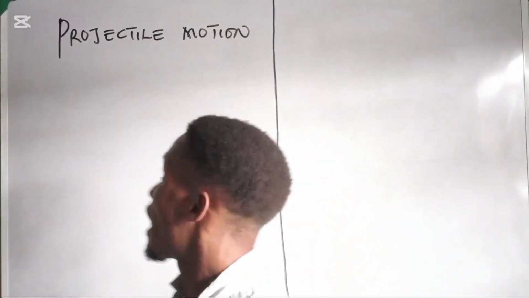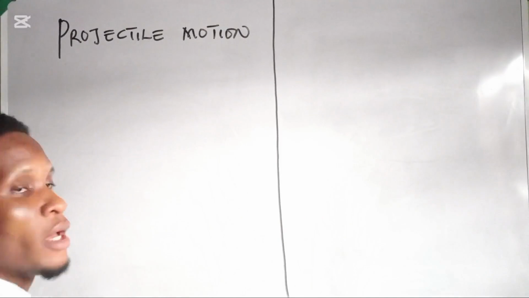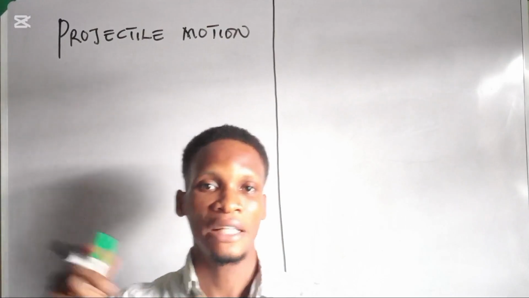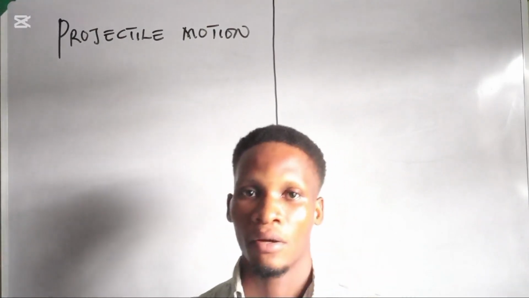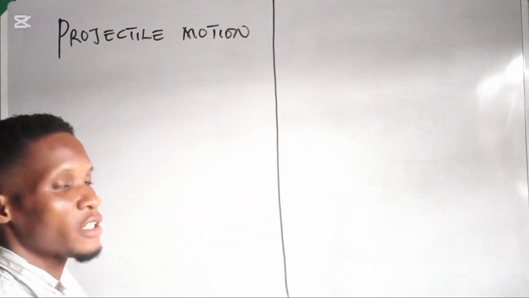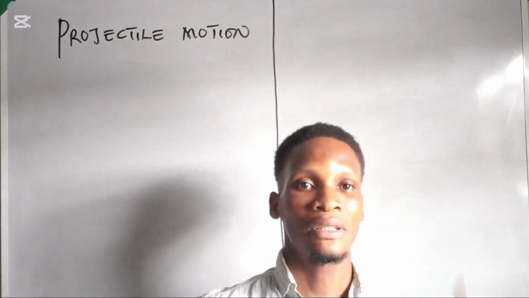Okay, today we're looking at projectile motion. We say that projectile motion is the motion of a body projected into the air at an angle. The path of the projection is what we call the trajectory.